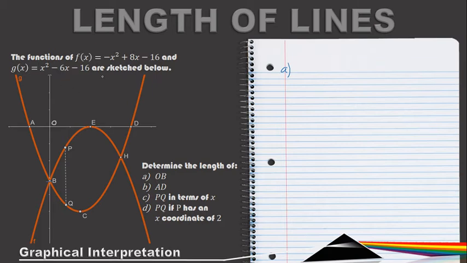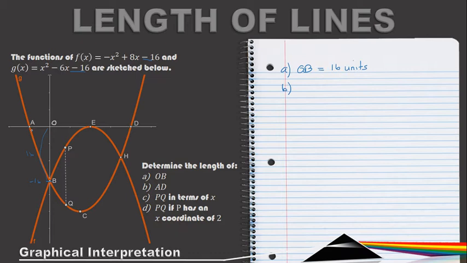So we can see that both of them have a c value of -16, which makes sense because both of them intersect the y-axis at -16. Therefore my length of OB, and remember it's a length, it's always positive even though it intersects here at -16, this distance here is 16, so OB is 16 units. Then for B, we need to find AD.